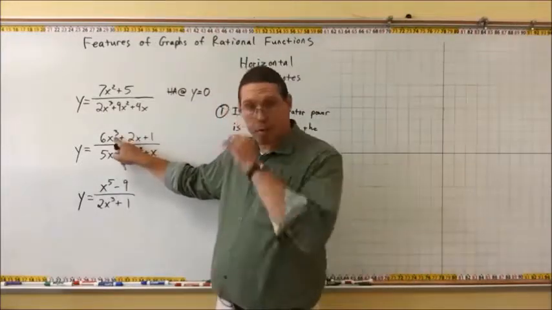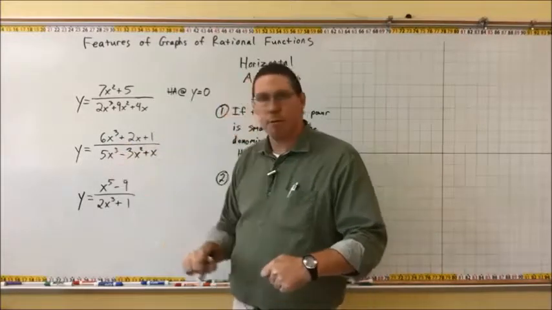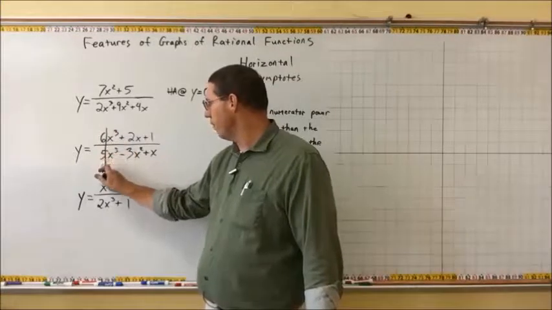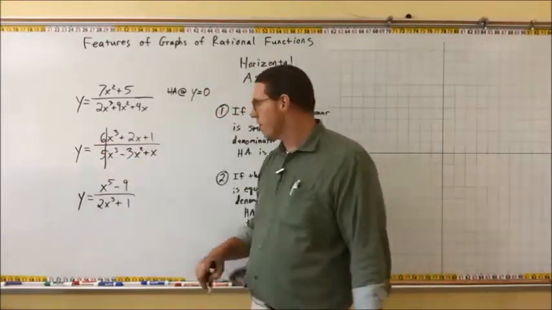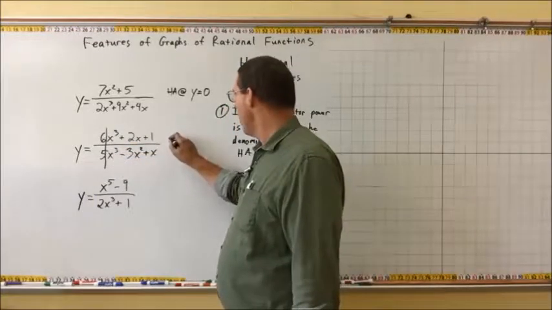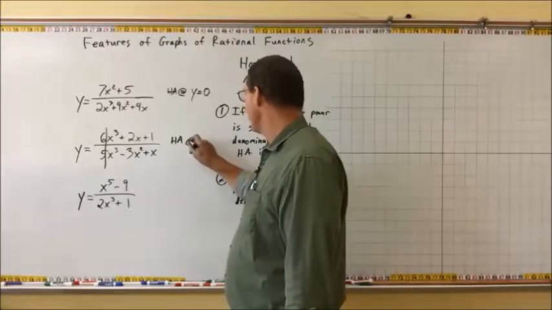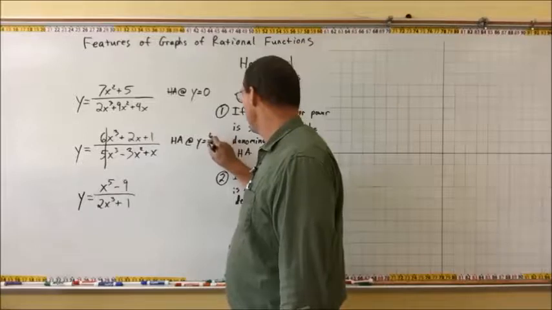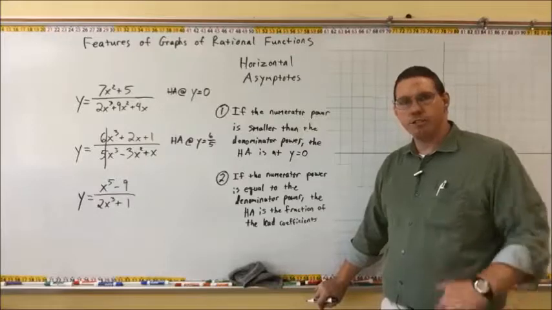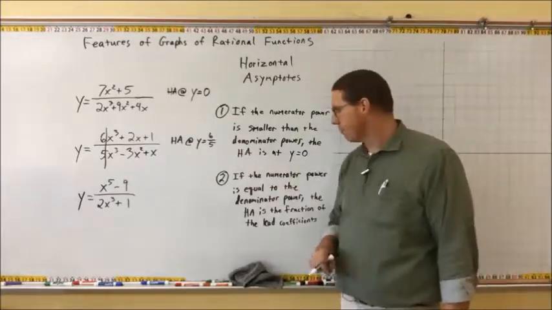And if the highest power x term of the numerator is the same power as the highest power x term of the denominator, then you're just going to take the fraction of the lead coefficients, 6 over 5. Because this has the same power in the numerator and denominator, this has a horizontal asymptote at y equals 6 over 5. It's just the numerator lead coefficient divided by the denominator lead coefficient, 6 over 5. Okay.